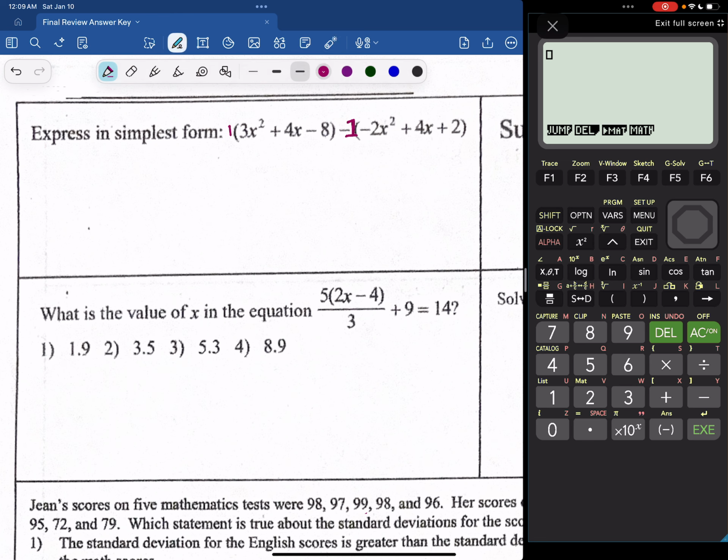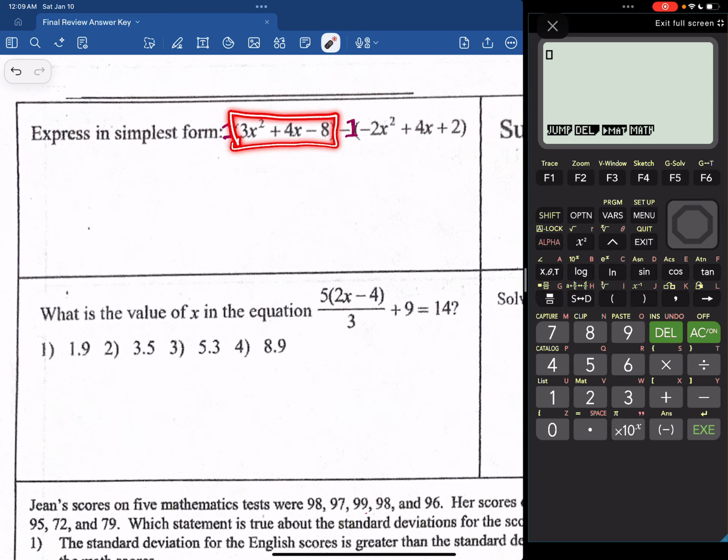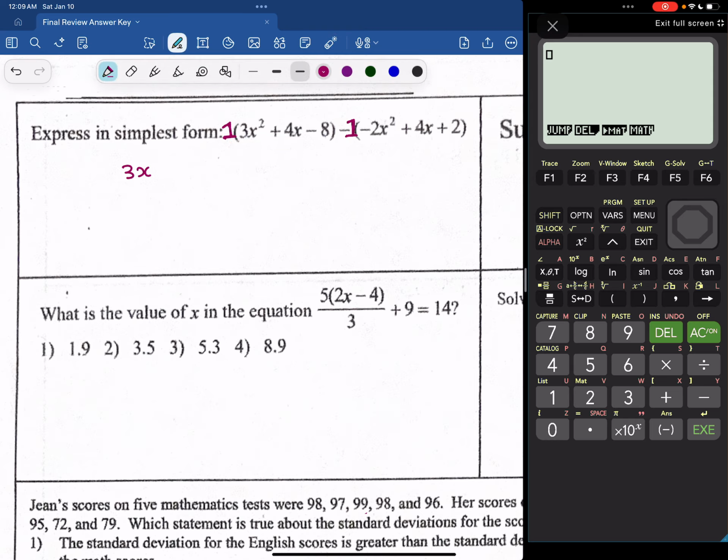There is also an invisible one in front of our first parentheses right here. But 1 times any number or any term is going to be the same term. So we can just rewrite all the terms from the first parentheses as it is. So we would have 3x squared plus 4x minus 8.